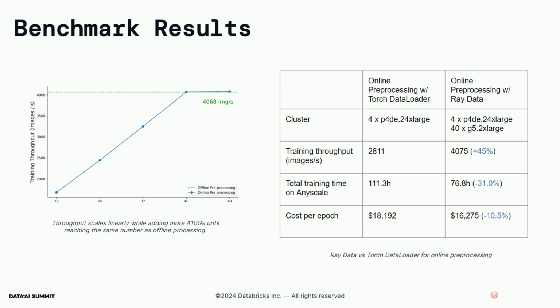For both setups, we use 38 A100s on 4 P4DE nodes. And for the Ray Data job, we add 40 additional A10G nodes. So we can see that by using Ray Data, we can increase the throughput by 45%, which is the same as the offline job. And we decrease the total training time by 31% and reduce the cost by 10%.